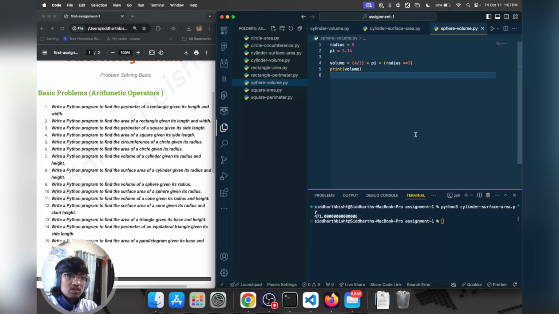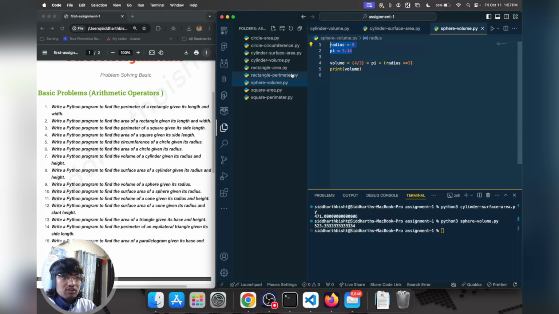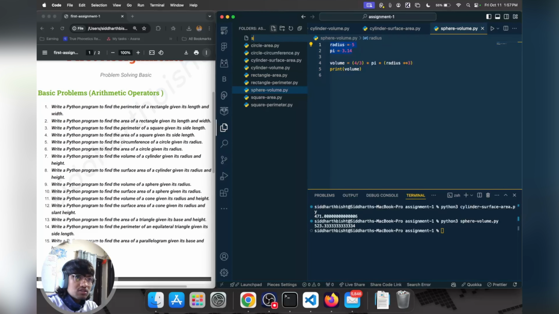And as soon as I run this program, I will get the volume of the sphere. Python 3 sphere volume.py, and I got its volume. So next issue now. Write a Python program to find the surface area of a sphere given its radius. So we can have the same radius as well as the value for pi, and let's find its surface area.